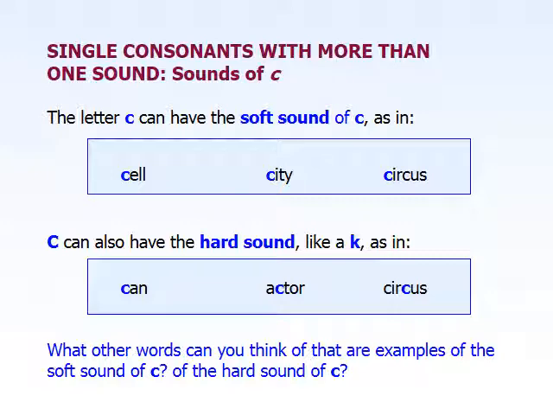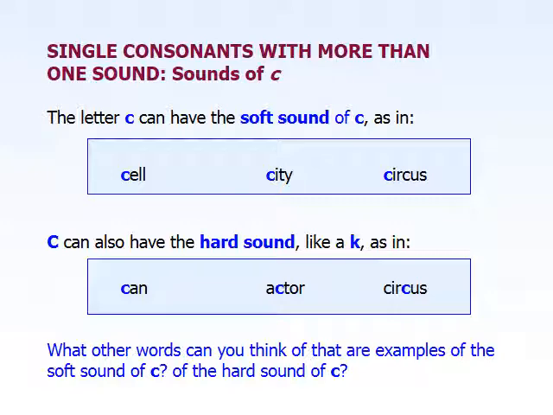So when a C is followed by an E, an I, or a Y, it's an S sound. Now, that means that every other time, when a C is not followed by an E, an I, or a Y, it's going to be a hard K sound. So we see can, where the C is followed by A, so it's a hard K sound.